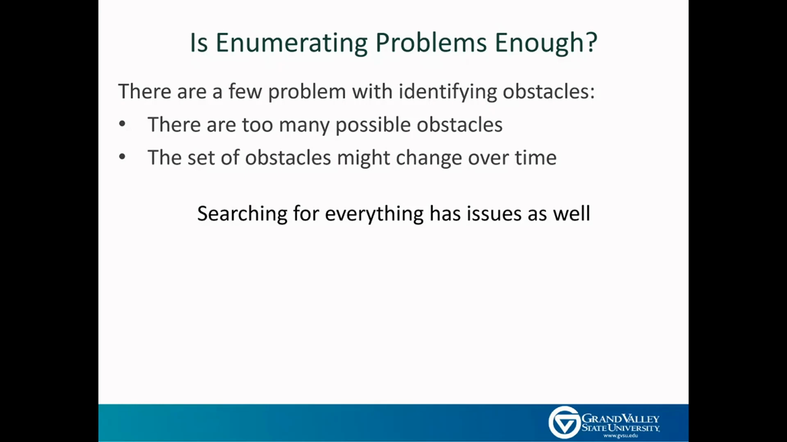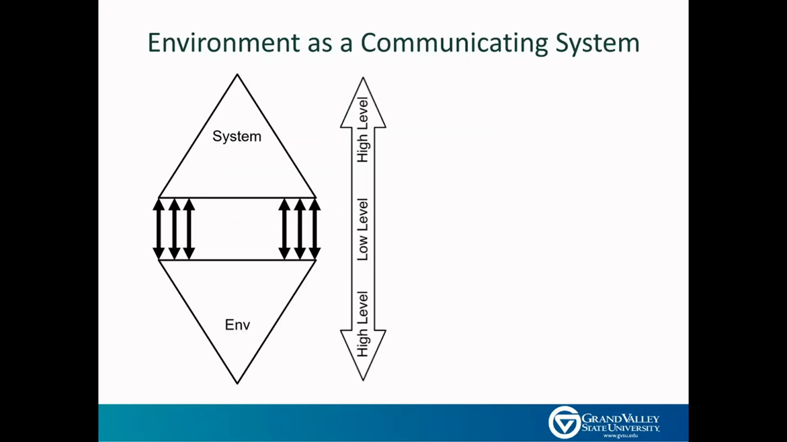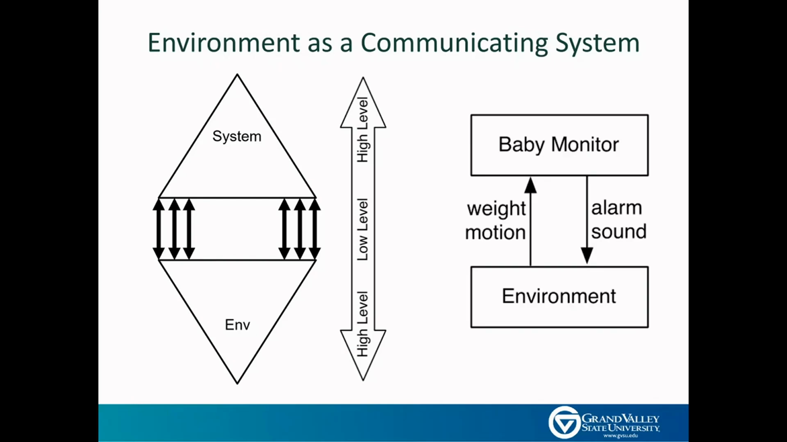So our proposed solution is to model the environment as a communicating system. So we have a system that communicates with another system that just happens to be the environment. In this case, we're going to monitor or model a baby monitor that creates an alarm sound whenever there's either no weight or insufficient weight and no motion coming from the environment. So we have a child in a crib, and we have a set of sensors that determine whether or not there's any weight or any motion, including breathing, in the crib. And this is very similar to an actual baby monitor that I had with my first child.